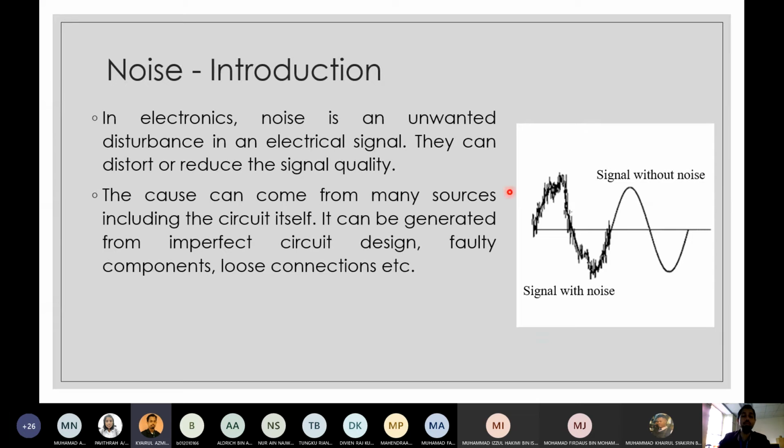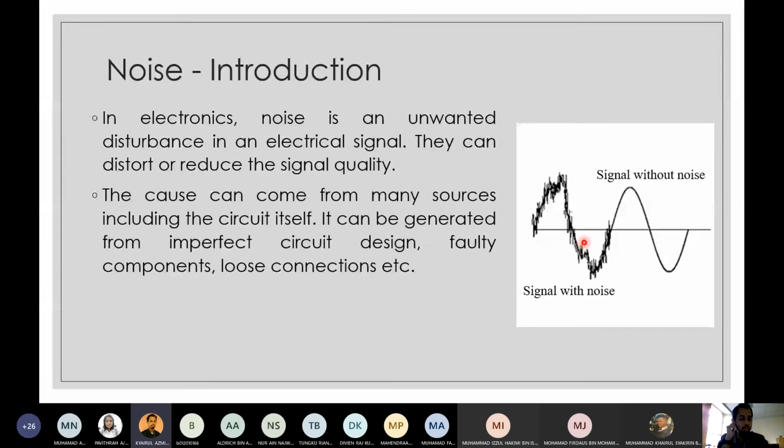Okay, so noise is basically, the definition is an unwanted disturbance in an electrical signal which can distort or reduce the signal quality. So you can see the figure here. Without noise, we can see a smooth sinusoidal wave. But with the noise, you see that the signal is distorted. So when it's distorted, if you are talking about communication, it can reduce the quality. For example, you are talking using your mobile phones or using your WhatsApp, maybe the sound will become not clear or something like that.